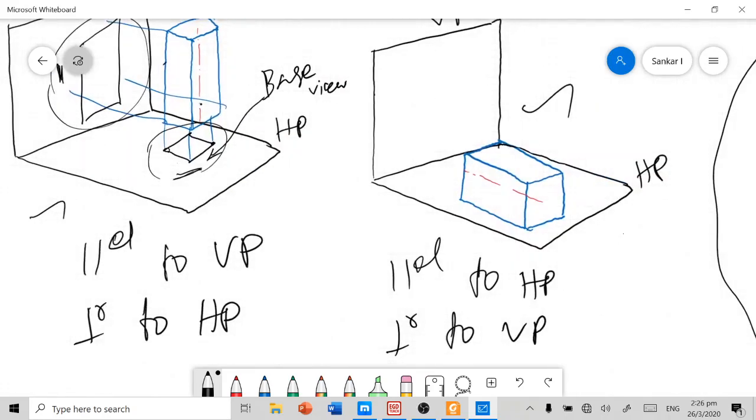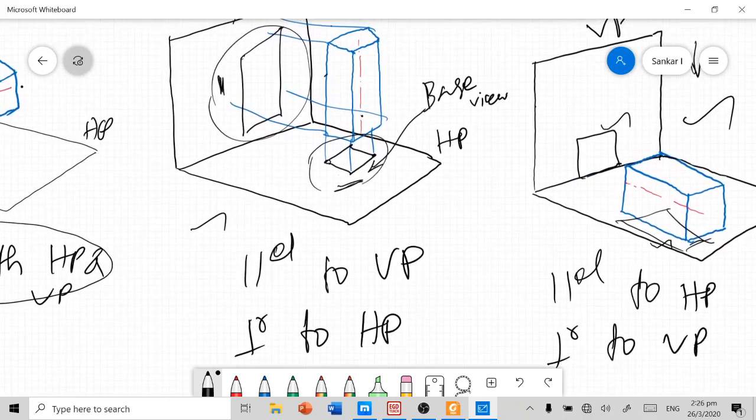For example, if you project this solid, the base view will be obtained on the VP screen, and the lateral view will be obtained on the horizontal screen. So here the lateral view is obtained in the top view and the base view is obtained in the front view. There is no restriction for the base view; it can be available in the HP or in the VP based on the location of the solid, whether in the top view or in the front view.